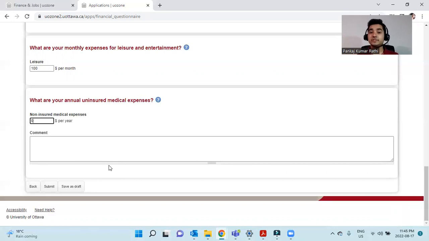Make sure that the financial questionnaire is updated regularly, because your expenses, your rental, your mobile, your transportation, everything keeps on changing. So make sure that you have given legit information and you keep updating it if there is any change. If there is no change, then it's well and good. But if there is any change, please do update this financial questionnaire. That's all from my side.